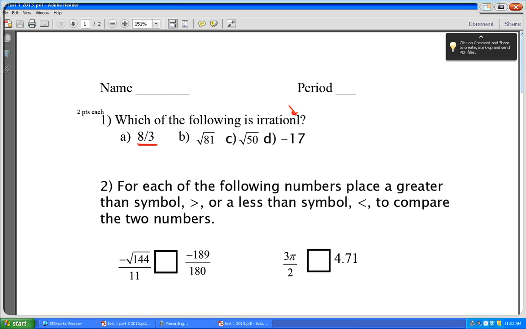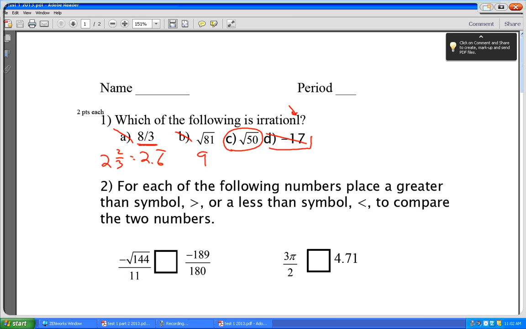If we were to type that into a calculator, we would get 2/3, which is 2.6 repeating. It repeats, so that is rational, not irrational. The square root of 81 is 9. That stops. -17 obviously stops, so that's out also. The square root of 50 is 7 point something, and it does not stop, does not repeat. So the answer is the square root of 50.